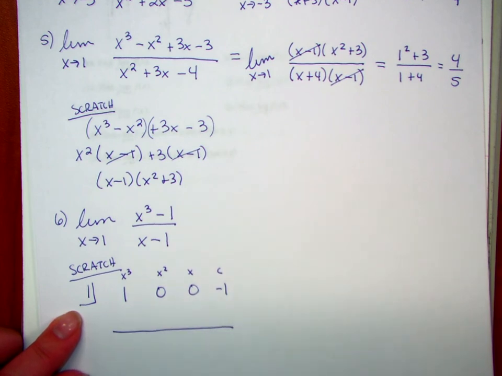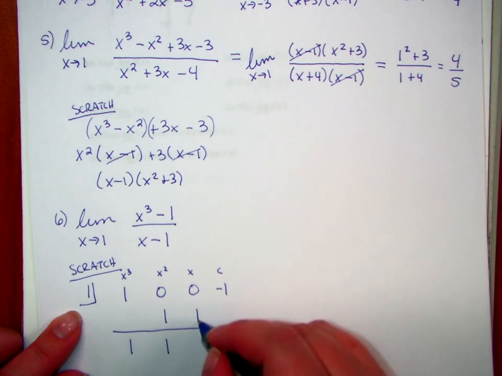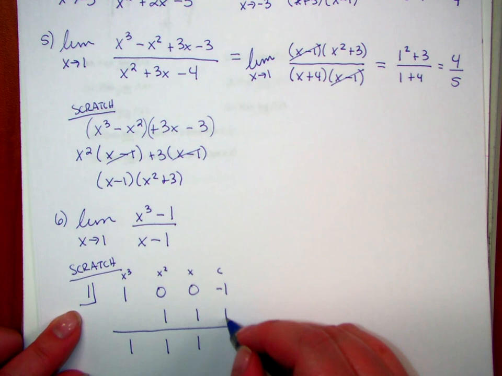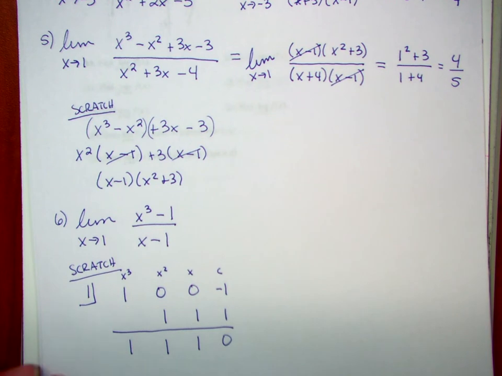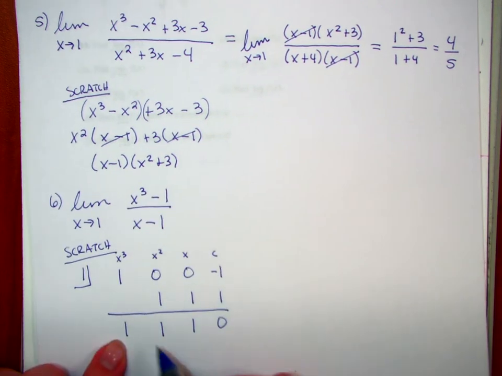Okay. So add down first. 1 times 1 is 1, add down. 1 times 1 is 1, add down. 1 times 1 is 1, add down, 0. So you notice we got a 0 remainder, and so it evenly divides. So the other thing is this is 1 degree less. So 1 is the x squared coefficient, x coefficient, constant, and remainder.